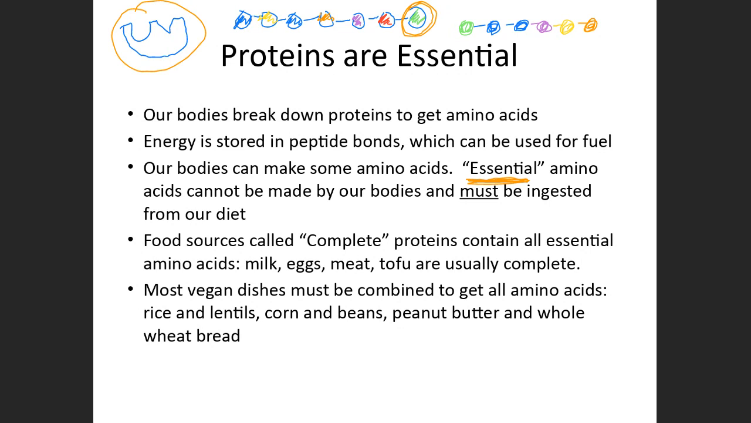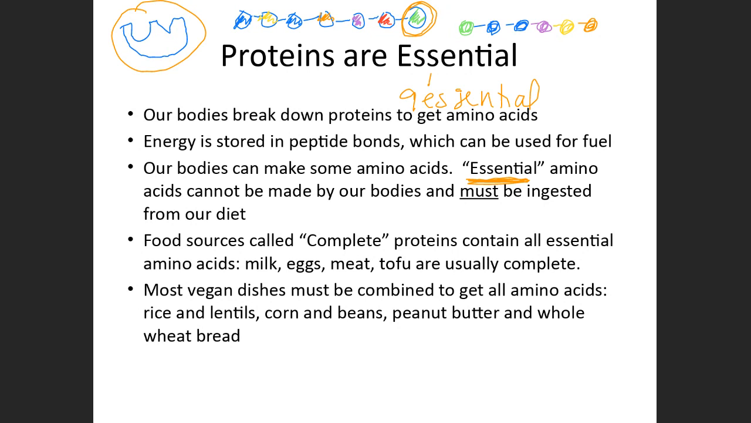So if you ever are looking at the nutrient content of a food, if it says a complete source of proteins, that means it has all of the essential amino acids that you need. It doesn't have every amino acid, but it has the 9, I think there are 9 essential. Essential are the ones that you have to eat because your body can't make it. If it is a thing that is a complete protein, it has all 9 of those. So examples of that would be milk, eggs, meat, tofu. Those usually have all 9 essential amino acids.